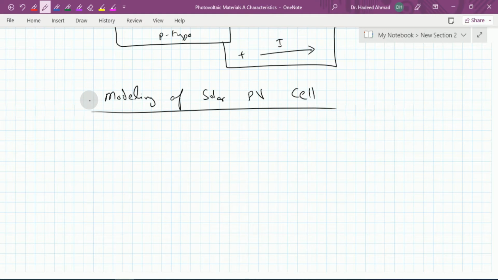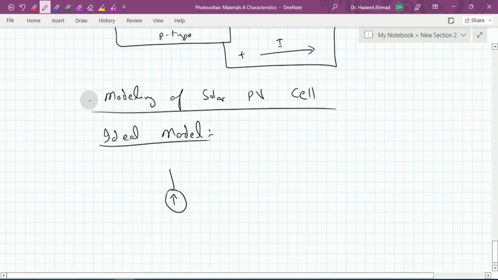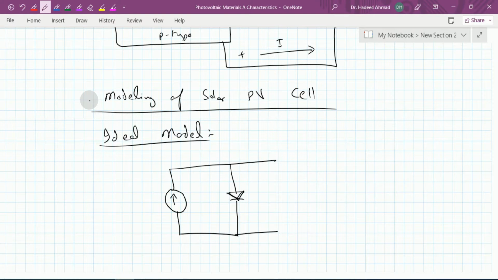The simplest model, which is known as an ideal model, consists of a current source and a PN junction which is represented by a diode. This constitutes the simplest equivalent circuit of a PV cell. This ideal current source is responsible for delivering the current in proportion to the amount of photons, or the amount of sunlight, which is available to this photovoltaic cell.